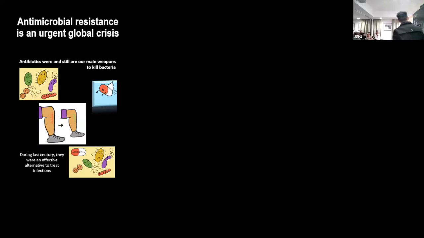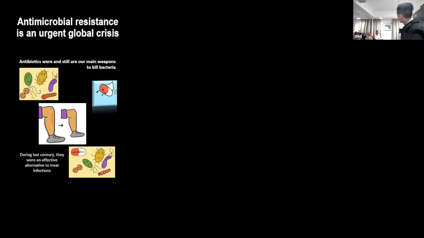So just quickly, the big issue that we have currently is antimicrobial resistance. Antibiotics were discovered almost 80 years ago. They were the gold option to save people from bacterial infections. Before that, we had very high mortality rates. So that was the hero that we have.